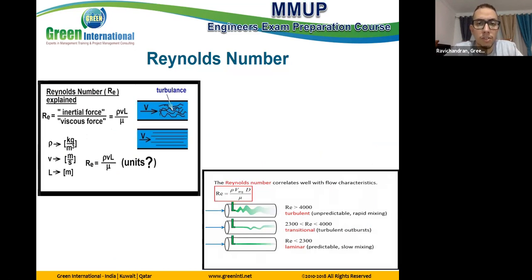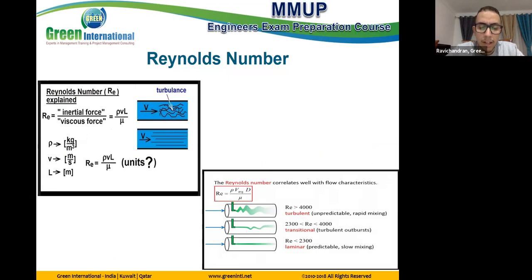Okay, I start with the numbers first. We have some numbers, and it is important to be aware of them. We study some numbers in fluid mechanics and some in heat transfer. I will not bring more numbers here, but these are the important numbers that come in the exam.